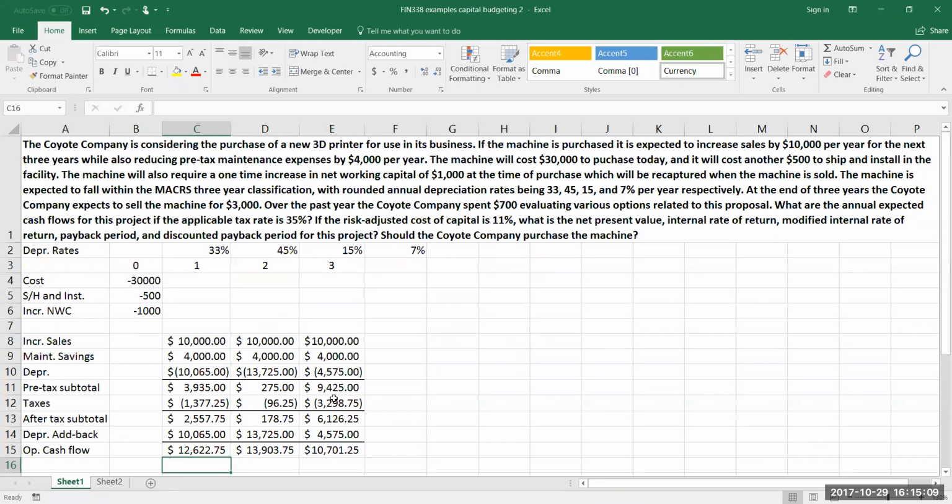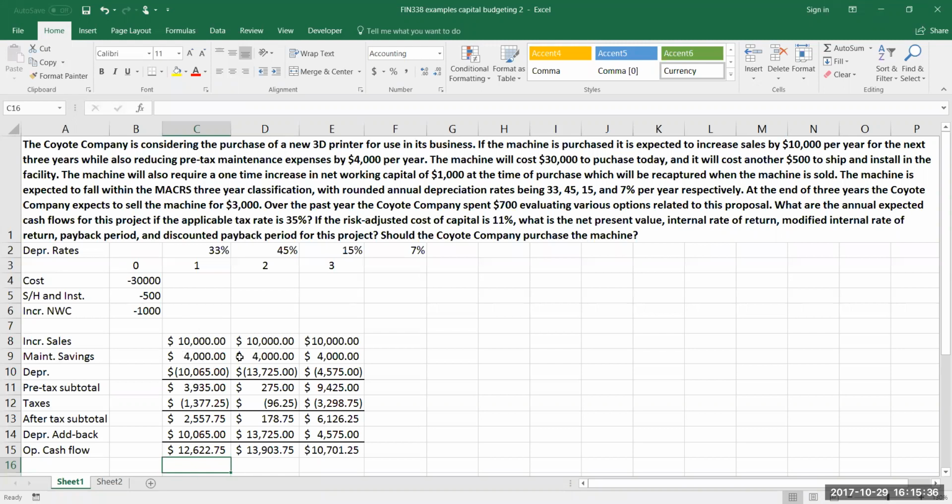So now that I have the operating cash flow for each year, we need to account for some of the other things we have left over. Remember that it noted that for this particular machine, it would require a one-time increase in net working capital of $1,000 at the time of purchase, which is then going to be recaptured when the machine is sold. In other words, when we invested in this machine, we had an outlay of $1,000, perhaps to buy spare parts or something of that nature.